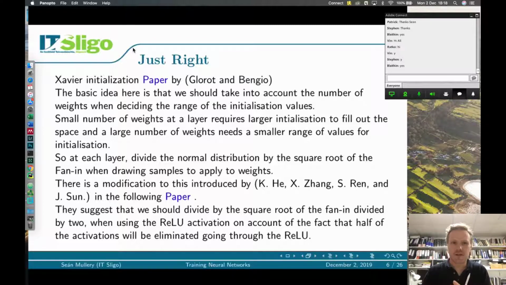So there's an idea called Xavier Initialization, which is a paper written by Xavier Glorot, and I think that's Joshua Bengio, but I'm trying to remember. I think there's two Bengios, because it could be the other Bengio.